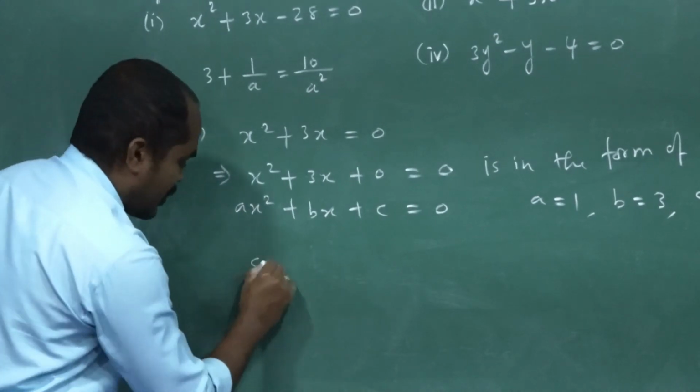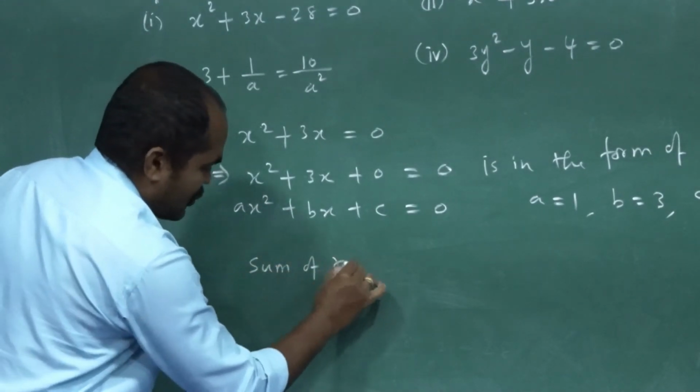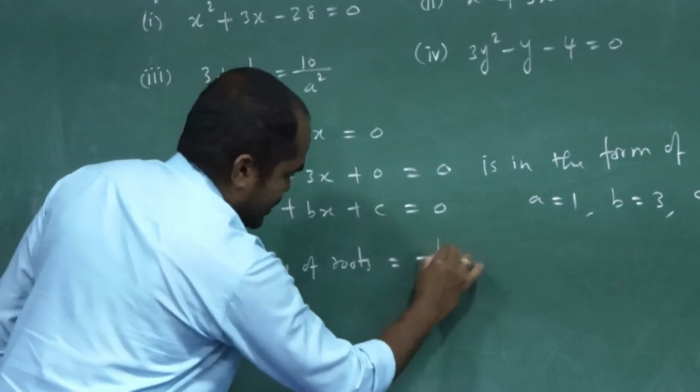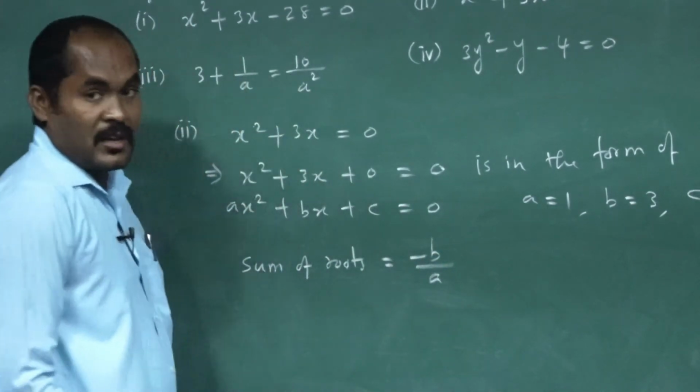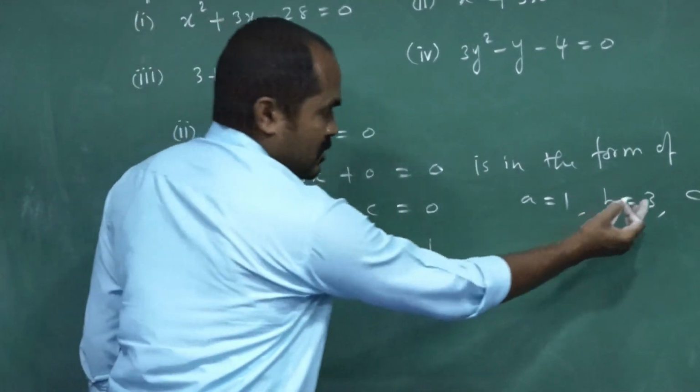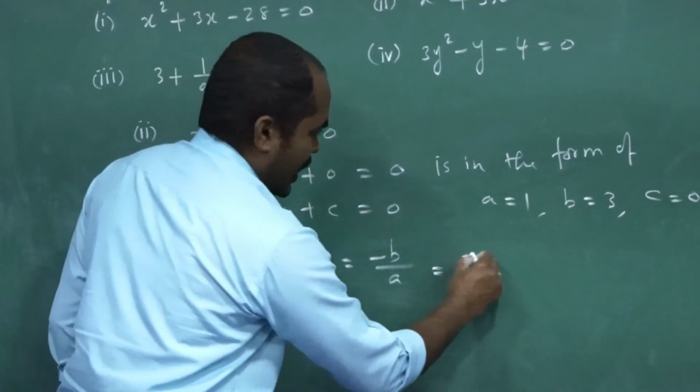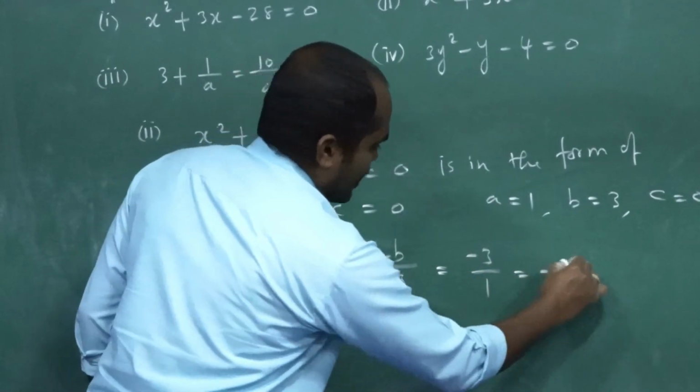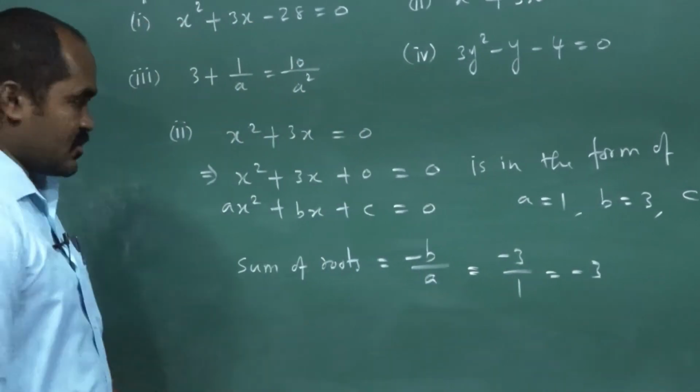So you know the sum of roots formula. The sum of roots is equal to -b/a, with b value 3 and a value 1. -3/1 is -3. So the sum of roots is -3.